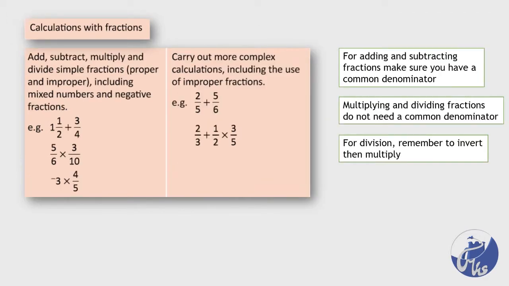Calculations with fractions are something you're going to need to be able to do, which will include add, subtract, multiply and divide. Being able to recognize the standard method. So when you're adding and subtracting, you need that common denominator, the same denominator, before you begin. With multiplying and dividing, you will not need a common denominator. If you have mixed numbers, it's usually best to ensure you put those as improper fractions first. And for division, you want to remember to invert and multiply. So turn your second fraction upside down and then use the standard method for multiplying.